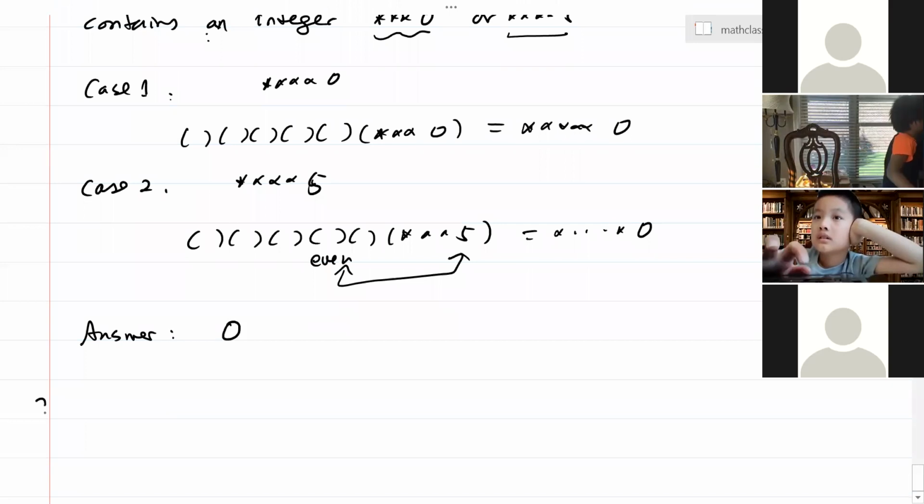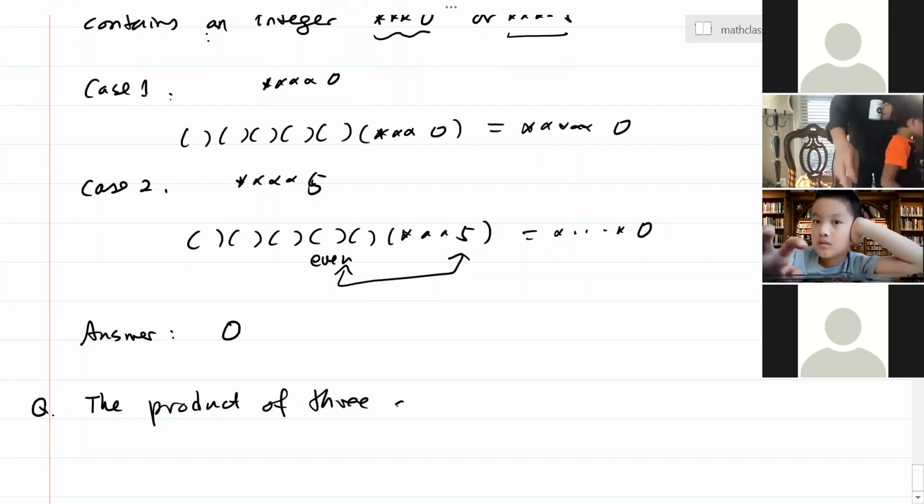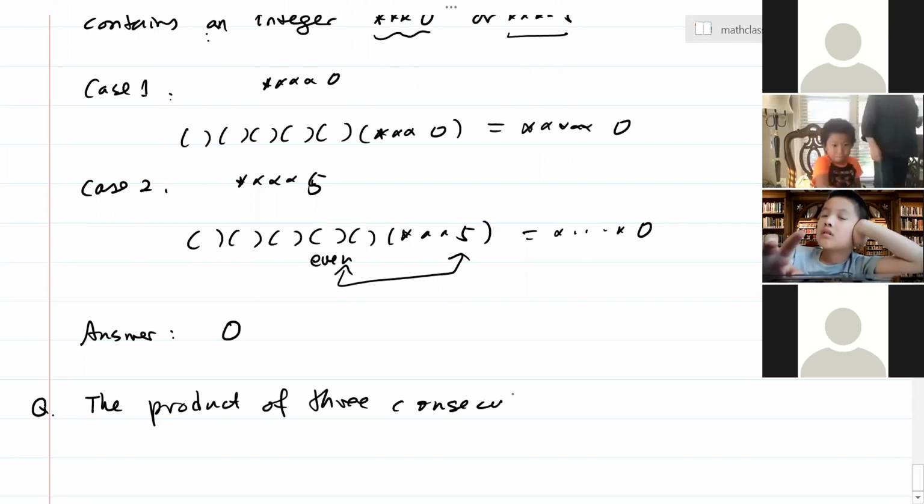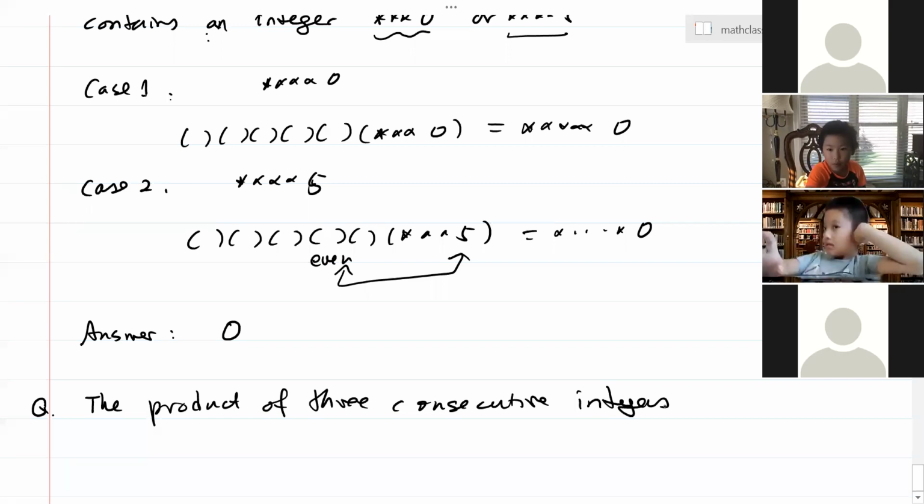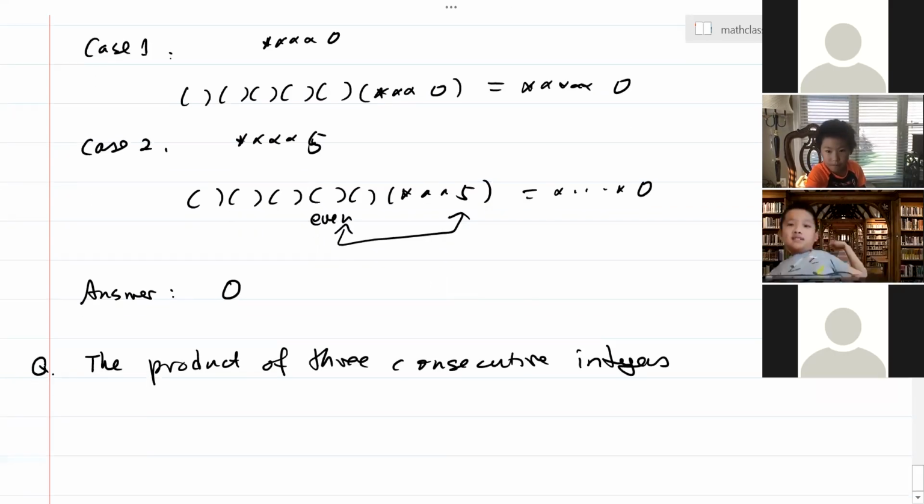Okay, so let me ask you a question. The product of three consecutive integers. We want to see that the product of three consecutive integers is divisible by 6. Why?